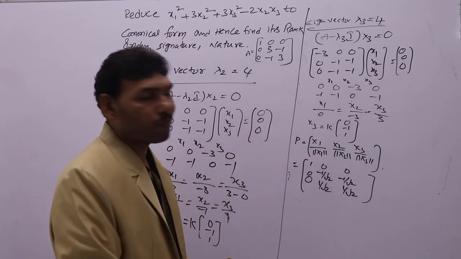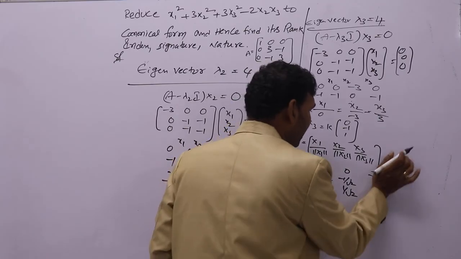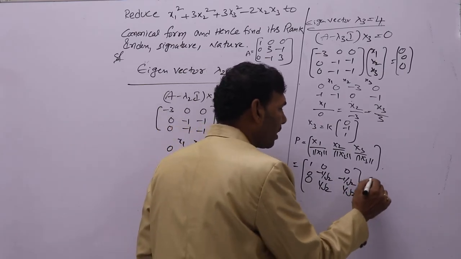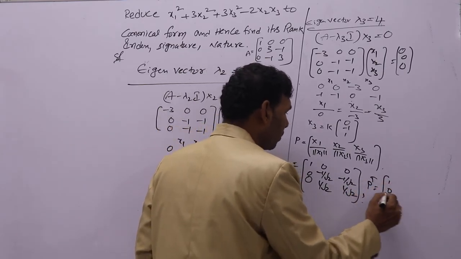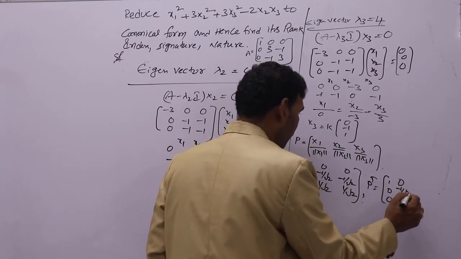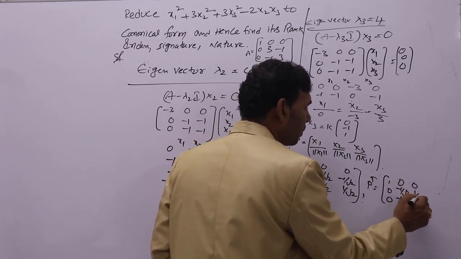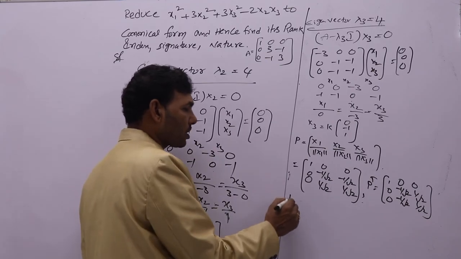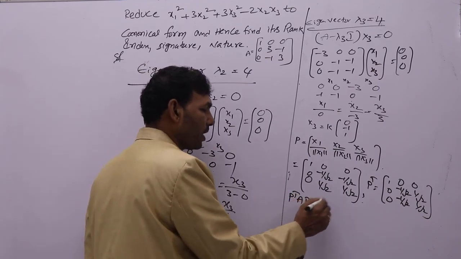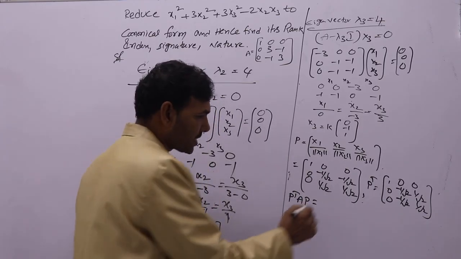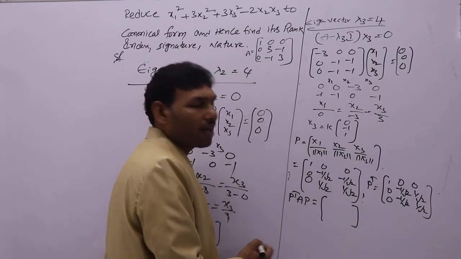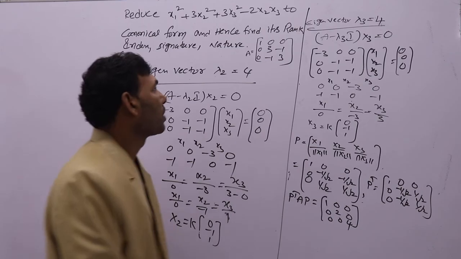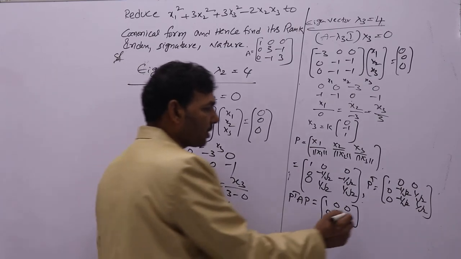So now find P transpose. P transpose means simply write rows as columns. P transpose equal to 1 0 0, 0 minus 1 by root 2 minus 1 by root 2, 0 1 by root 2 1 by root 2. After finding P transpose, next you need to find P transpose AP. P transpose AP is a diagonal matrix in which the eigenvalues are the principal diagonal elements: 1 0 0, 0 2 0, 0 0 4. 1, 2, 4 you need to keep in the principal diagonal, that will be D.